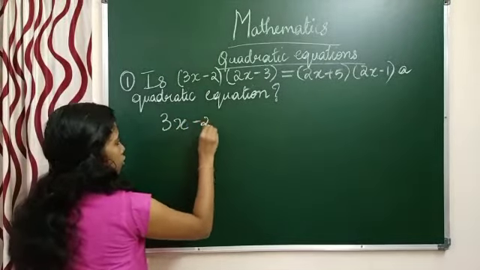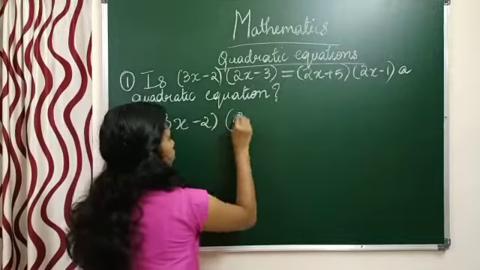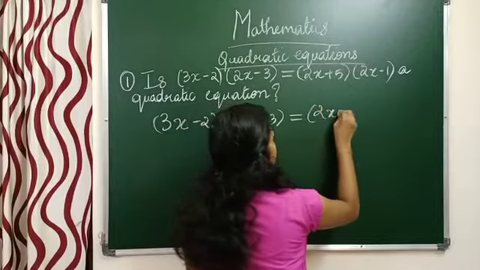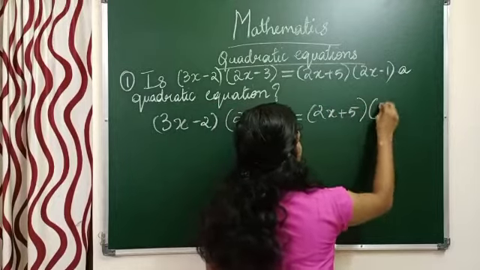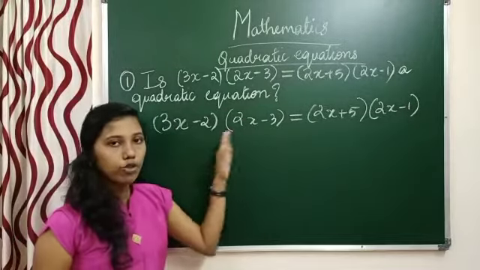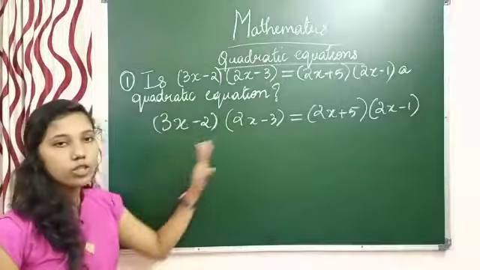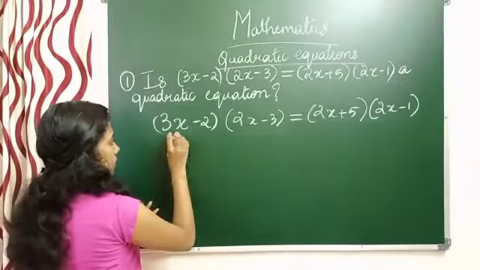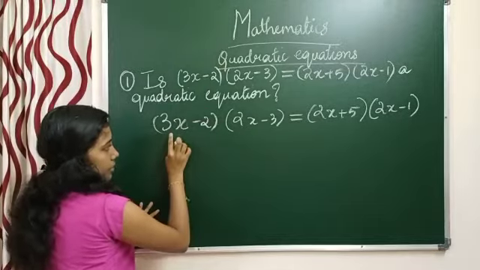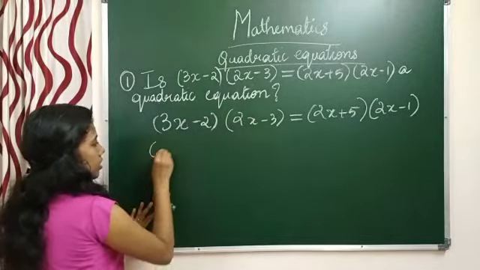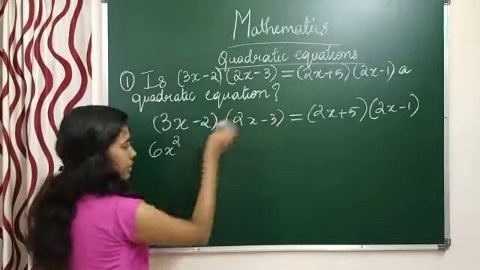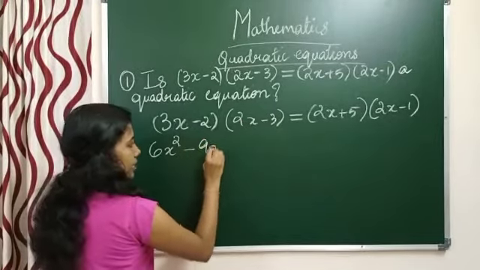3x minus 2 into 2x minus 3 equal to 2x plus 5 into 2x minus 1. On both the sides we have to open the brackets and solve it. So with 3x we are opening this bracket. It becomes 3x into 2x is 6x square. Likewise 3x into minus 3 is minus 9x.